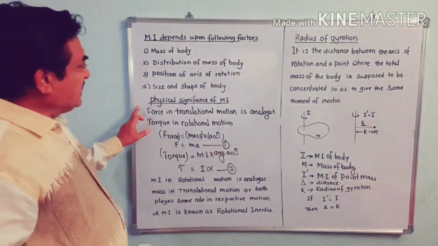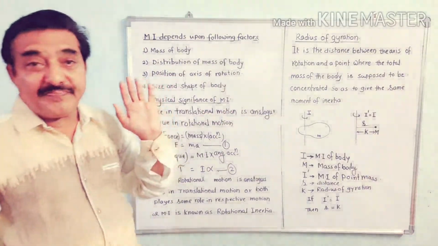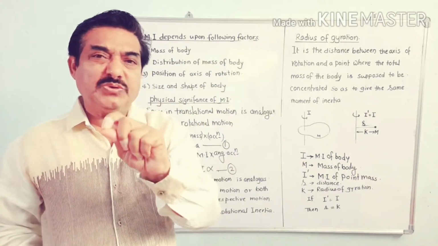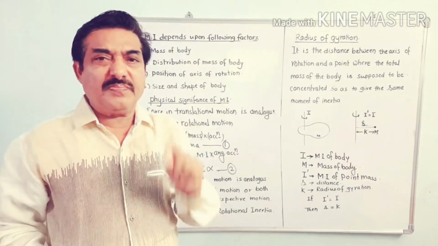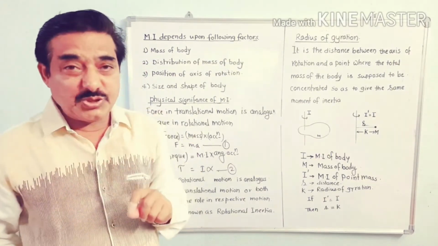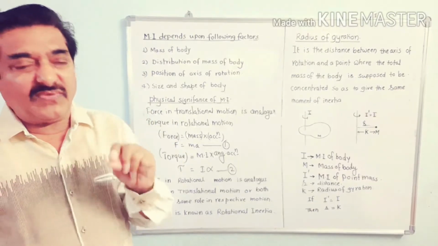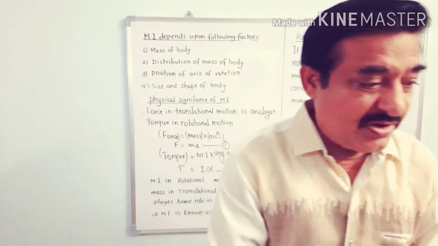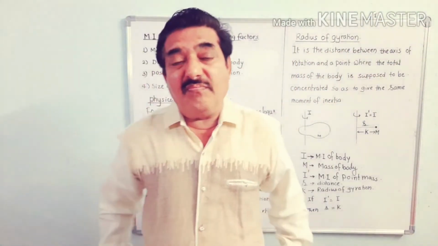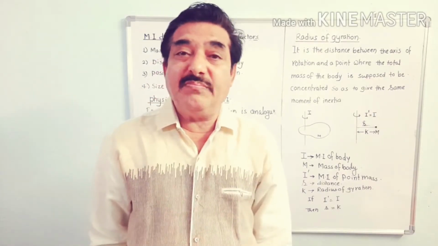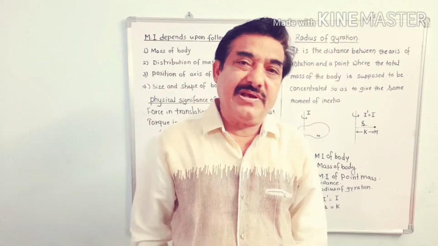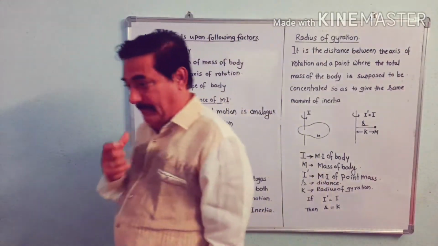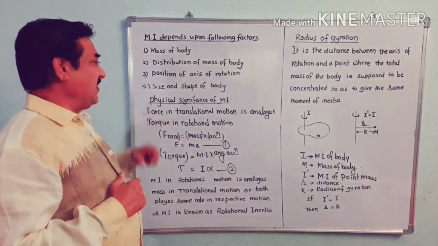Then physical significance of moment of inertia. I is equal to m1 r1 square plus m2 r2 square plus m3 r3 square plus and so on up to mn rn square. So this is the mathematical form of the moment of inertia. It doesn't express the meaning of moment of inertia. It gives only the mathematical form of a moment of inertia. So today we will see the physical significance. What is meant by physical significance?